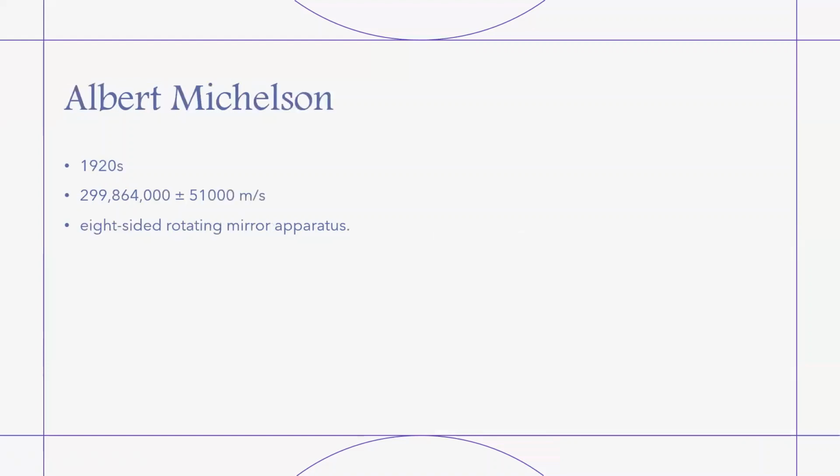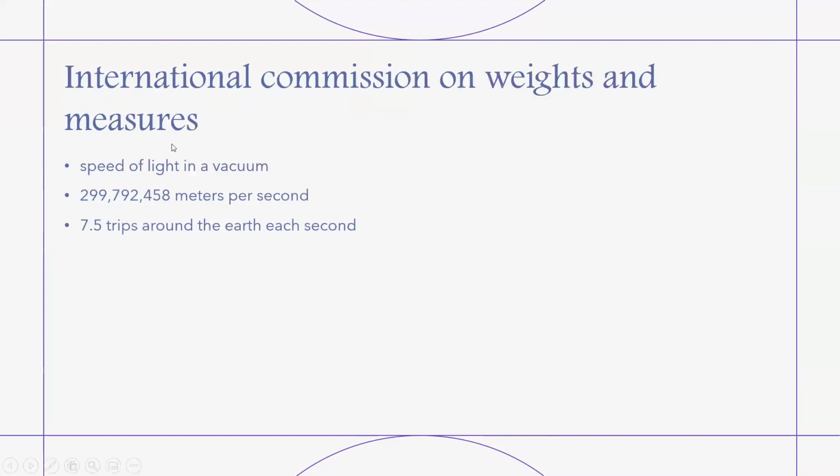apparatus. Sorry. From here, Albert Michelson, who you may hear in reference to the ether, also created an 8-sided rotating mirror apparatus, and this gave him an incredibly accurate reading. It's precise because it's very close to the modern day accepted value. And this was in the 1920s.